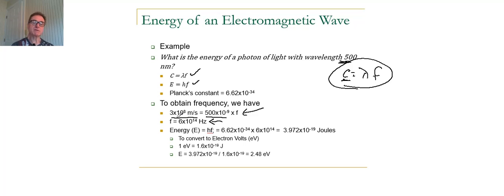Well, now we have the frequency. We would like to get the energy of our photon. The energy is just going to be h times f, right? And so that's going to be 6.62 times 10 to the minus 34 times 6 times 10 to the 14th, which is our frequency. And that equals 3.972 times 10 to the minus 19th joules. Now that's a pretty small number, right?